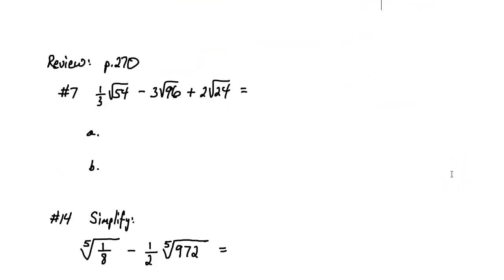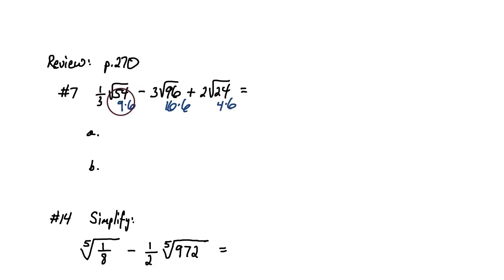For the review assignment, we're asked, does this expression make a rational or an irrational number? Let's simplify it as much as we can and see if there's any radicals left. So on the first one, 54 is not a perfect square. Let's factor 54 as 9 times 6. Right here, 96 is not a perfect square. Let's factor that as 16 times 6. And then for 24, let's factor as 4 times 6.